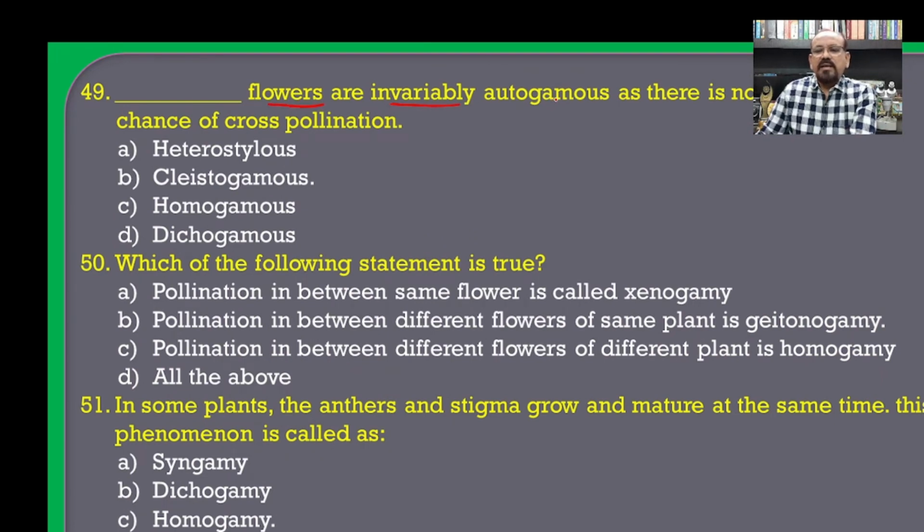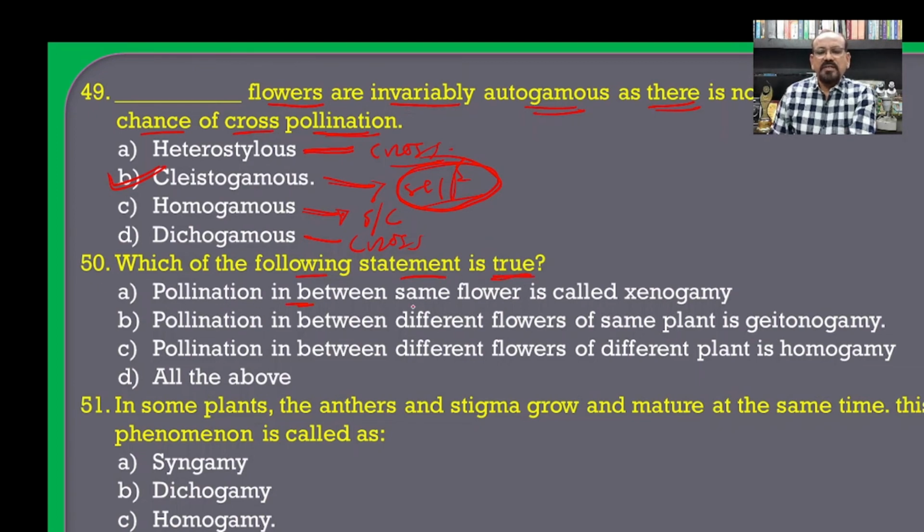Flowers are invariably autogamous as there is no chance of cross-pollination. If we see the heterostylous condition, there is cross-pollination. In cleistogamy, the flowers are permanently closed and hence only self-pollination. In homogamy, there is a chance of both self-pollination and cross-pollination, and dichogamy leads to cross-pollination. Hence the only option is that self-pollination will be there only in cleistogamous flowers.